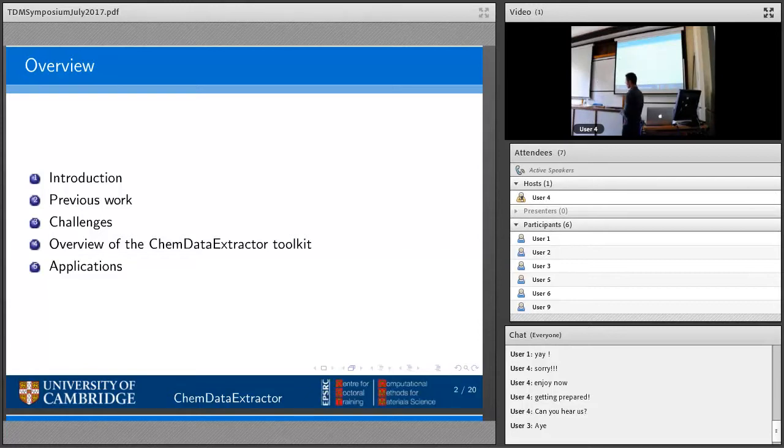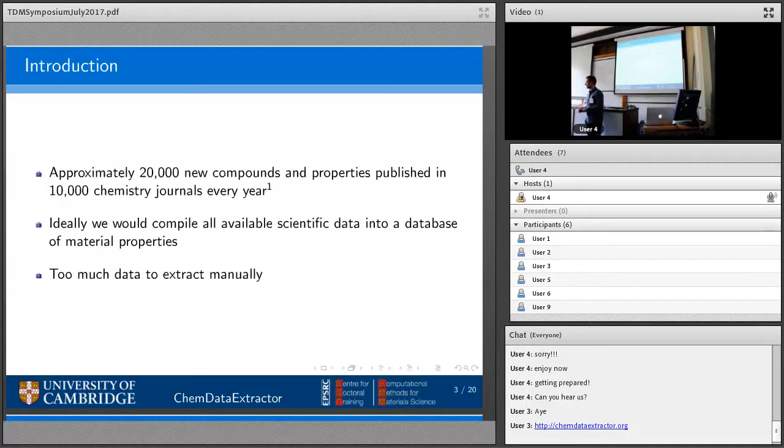So to set the scene, something we've heard a bit about today already is that there's approximately 20,000 new compounds and properties published in approximately 10,000 chemistry journals every year. And so if we extrapolate that out to the wider fields of material science, we see that there's this vast, ever-growing corpus of scientific data that's becoming harder and harder for researchers to keep up to date with all the progress that's happening in their field. In an ideal world, all the data that we publish would be available in some kind of easy-to-access database where we could quickly find what's been done in our field with no real trouble.